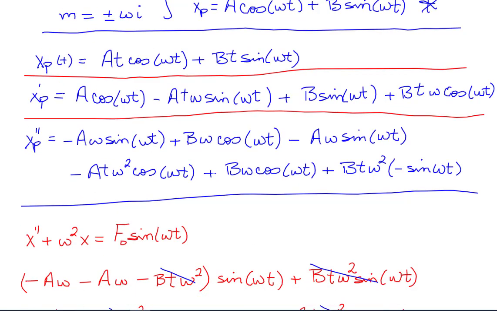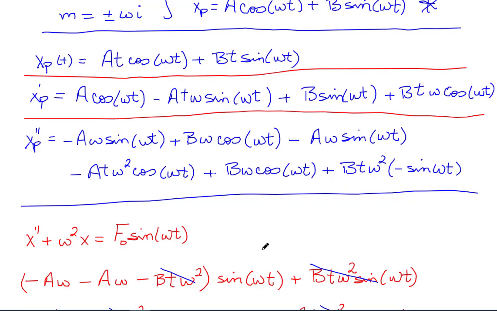Alright, so we form the first and second derivatives, product rule. So get that. Second derivative, I've got easy derivatives, I've got some product rules. And so now let's match it up. I've got x double prime plus omega squared x, my guess, and that has to equal F0 sine omega t.